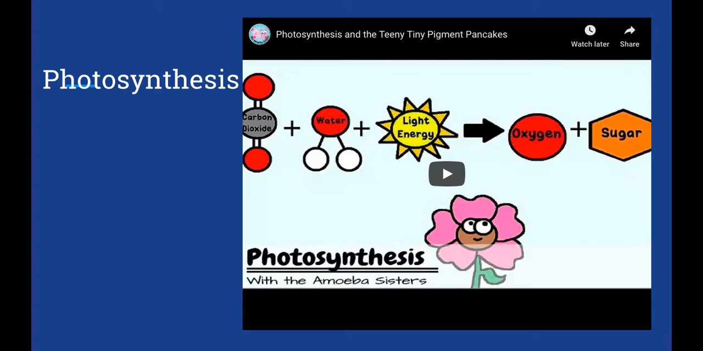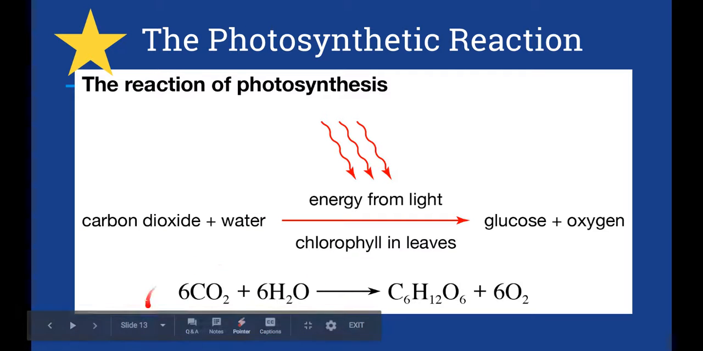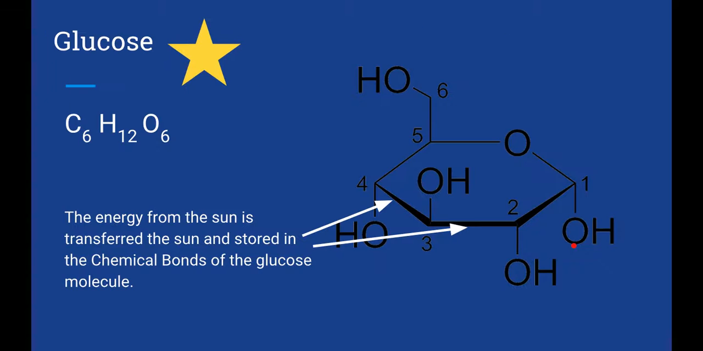All right, you watch this if you want. Here's the basics. The reaction of photosynthesis: carbon dioxide plus water plus energy from light and the chlorophyll in the leaves produces glucose and oxygen. You don't have to know these coefficients, but sometimes the equation is written with this specific number of molecules. You don't necessarily need to know those coefficients, but it's good if you can just recognize them. The reactants are the things that go in, and the products are the things that come out. So glucose is one of the products of photosynthesis.